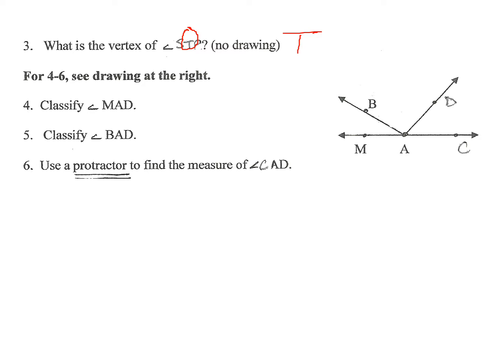All right, we're going to classify angle MAD. So once again, those angle legs will help if you highlight it, MAD. When I say classify, I'm talking about the size of the angle. So that is an obtuse angle. Open it like that, more than 90 degrees.